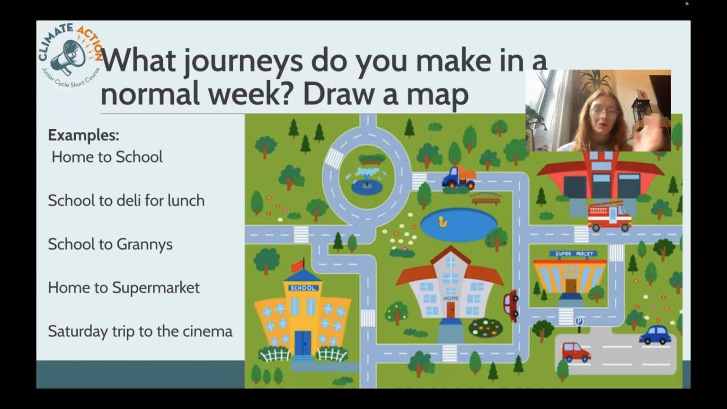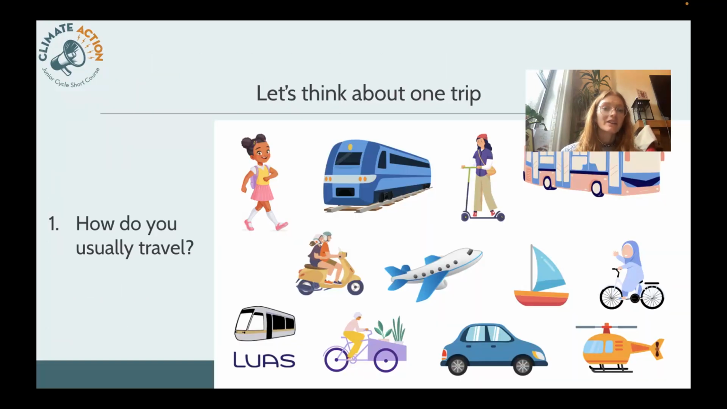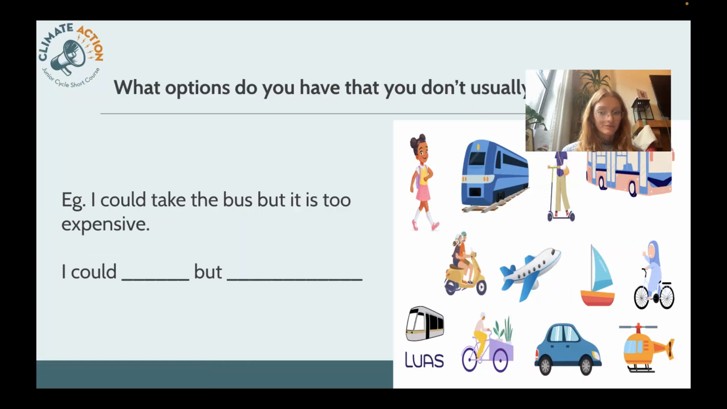Home to school is probably the one that's going to be most common for them all. But what are the different journeys? Then you're asking them to choose one of those trips and say how they usually travel. It might be easy to let everyone choose their journey to school, so you have a common journey, but it's up to you. You're asking them to list how they usually travel. It's fine if they travel by bus or by car, depending; they can list out a few.